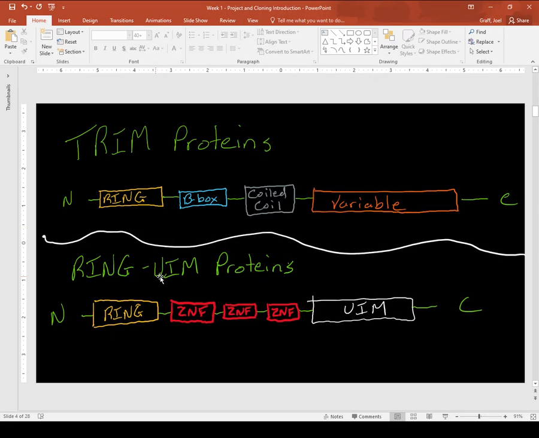Next up, we've got the ring UIM proteins. They also have that ring domain, and I'll come back to ring domains in a second. But then we've got a series of zinc finger domains, and at the C-terminus there's a ubiquitin interacting motif. So this protein is able to bind onto certain types of ubiquitin chains.